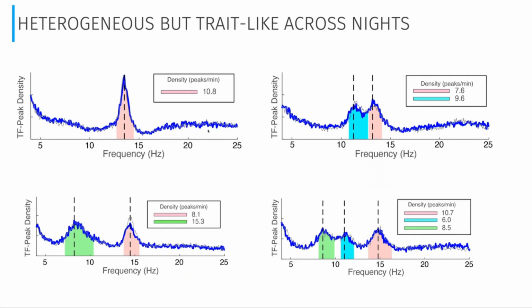And one of the things I didn't say is that we had 2 nights here. If you look at these actual density plots, behind them is a gray line, which you can almost not see, from a second recording that took place 1 or 2 nights later. And these are just bang on. So these are trait-like across nights, but very heterogeneous across subjects.